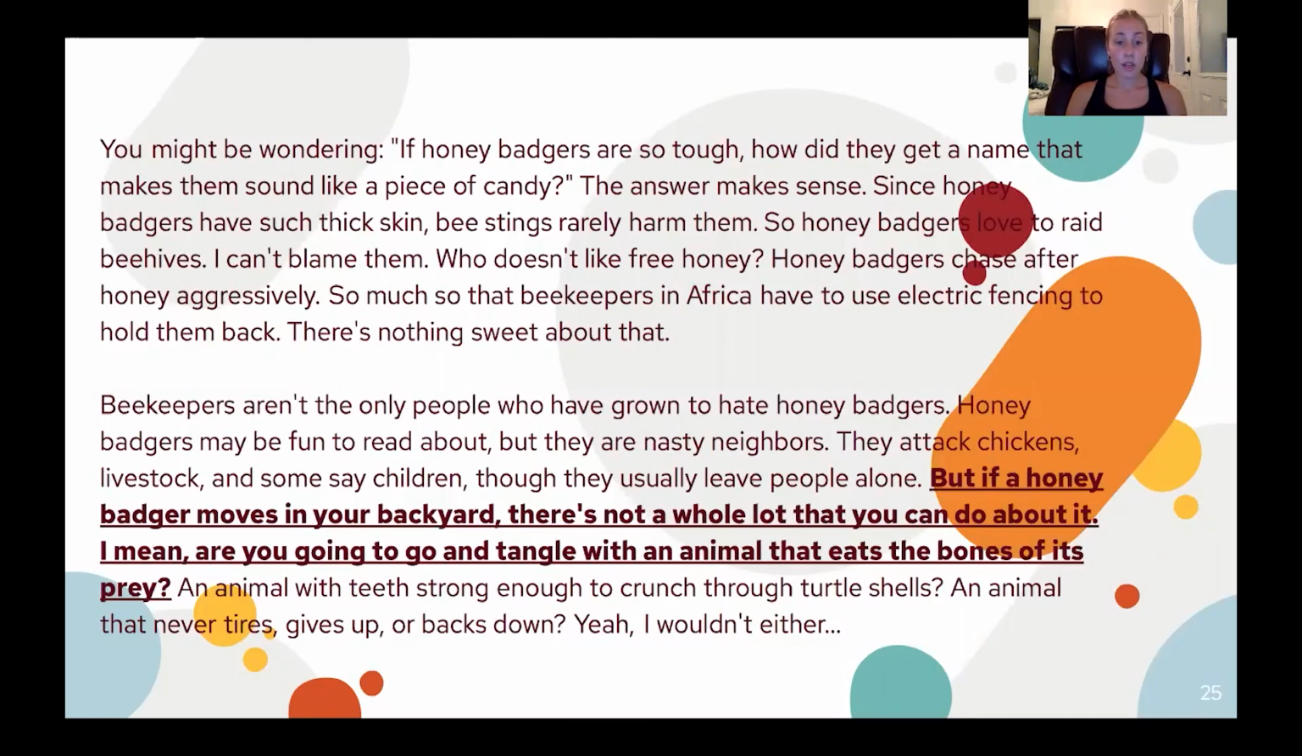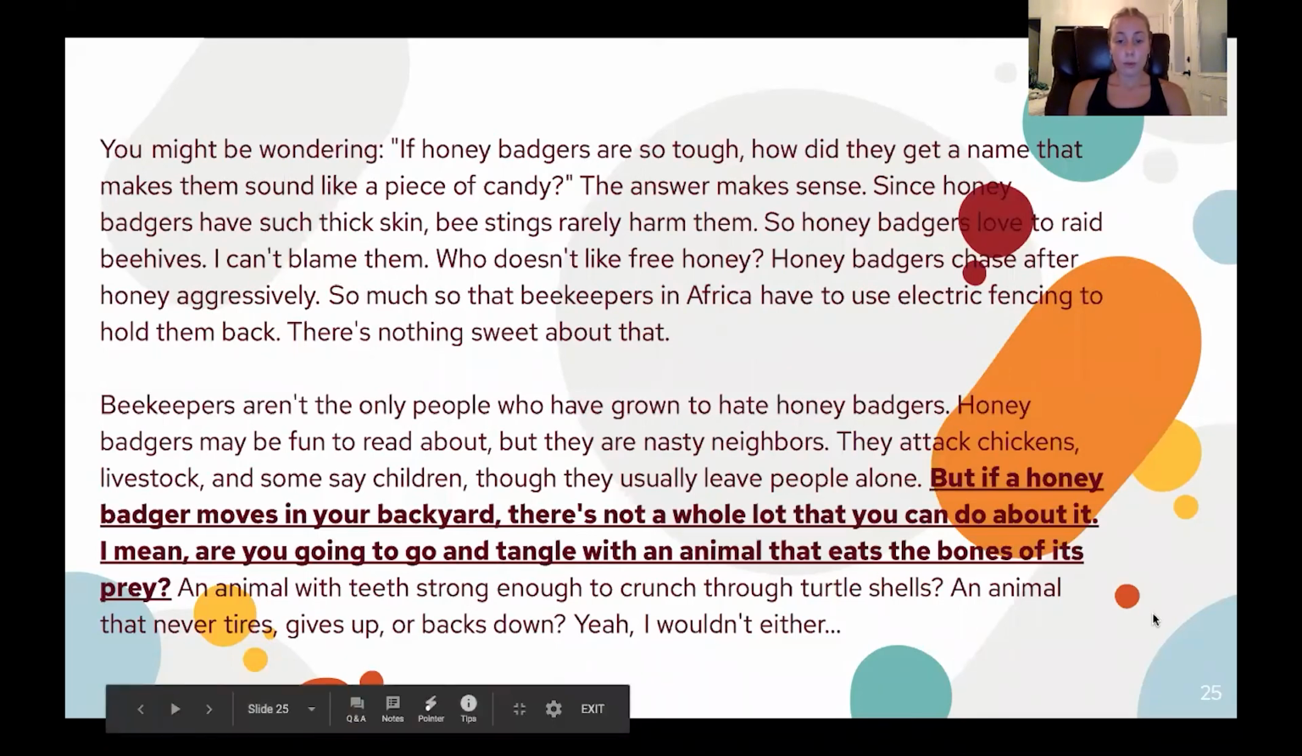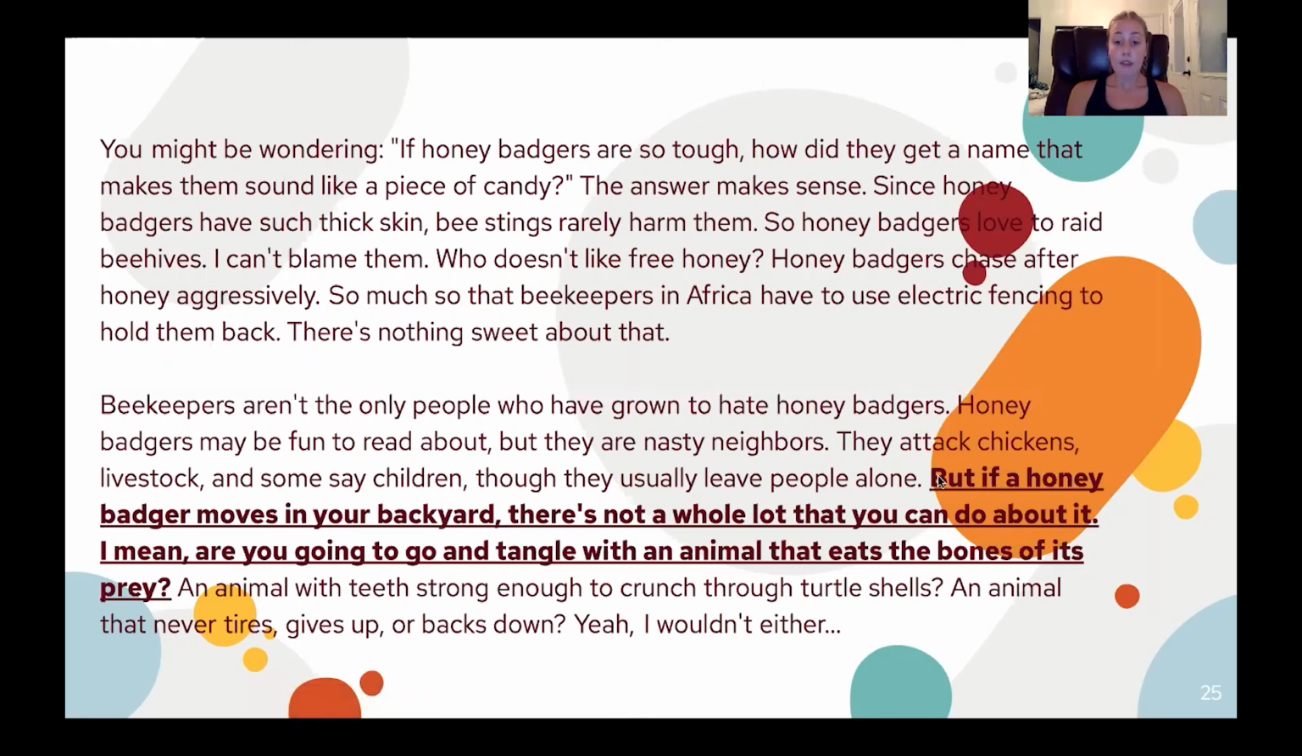"I mean, are you going to tangle with an animal that eats the bones of its prey? An animal with teeth strong enough to crunch through turtle shells? An animal that never tires, gives up, or backs down?" Yeah, I wouldn't either. Okay, so I have highlighted or bolded and underlined the text evidence that best supports the answer that we came up with.